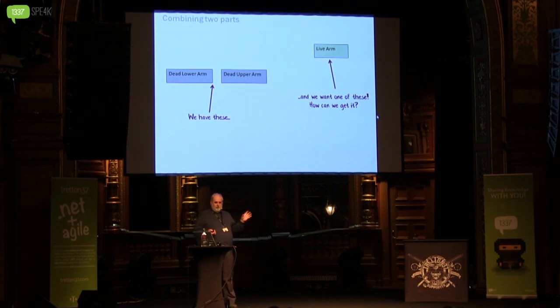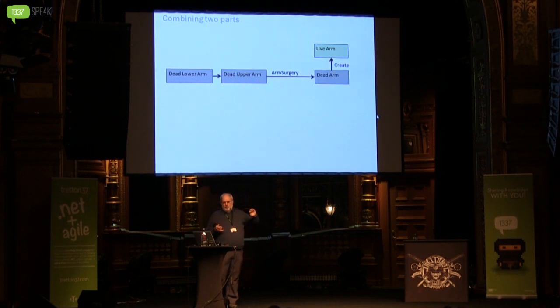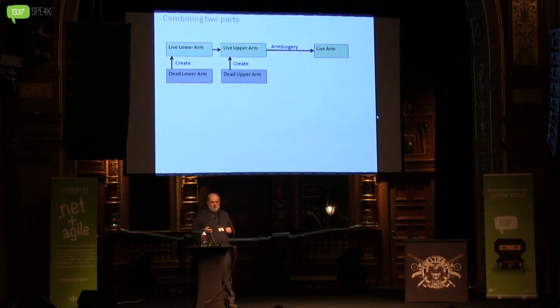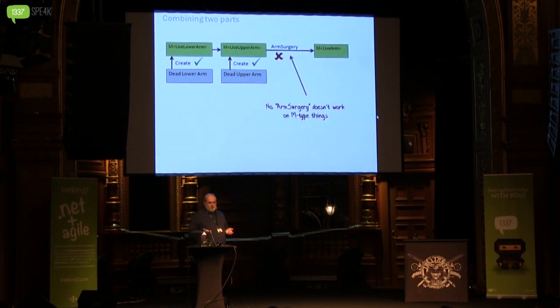So here we have our situation. We have 2 dead things down here. We have a live thing up here. How do we get from this corner up to this corner? Again, we can't do it on the bottom level, at the normal level of dead things. We can't do arm surgery because it doesn't work. You say, okay, we'll turn everything into a live thing and do the arm surgery. But again, we can't create live things directly. We can only create potential live things, the M of live things. So what we want to do is move everything into the world of M things and do the arm surgery there. But the normal arm surgery function won't work. We need a special arm surgery M, an M version of arm surgery. How do we get that?